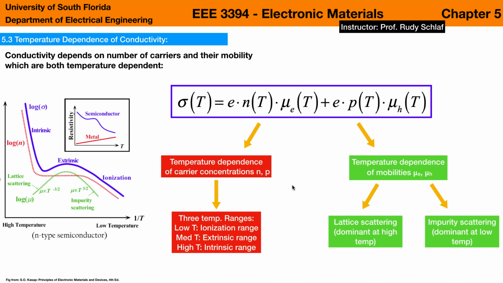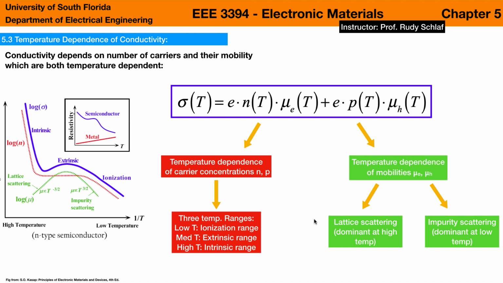On the next few slides, we will examine these two temperature dependencies, and we will find that we will get three temperature ranges for the temperature dependence of the carrier concentrations: a low temperature range where not all of the dopants are ionized, a medium temperature range where they are all ionized, and then a high temperature range where the thermal generation of charge carriers becomes dominant. And so this will give us this red curve.